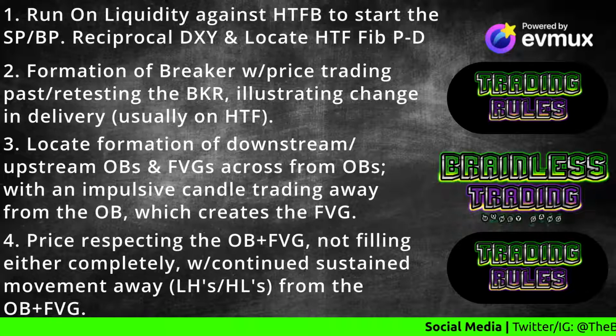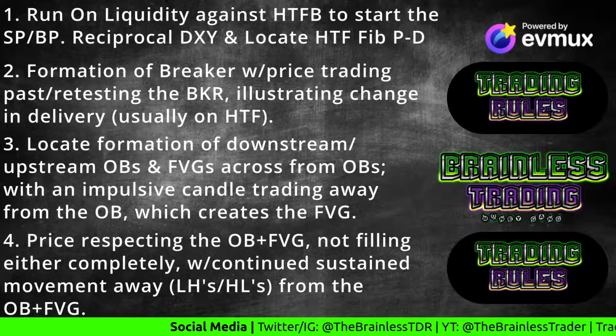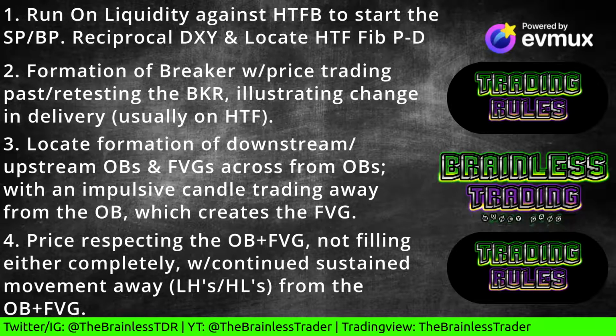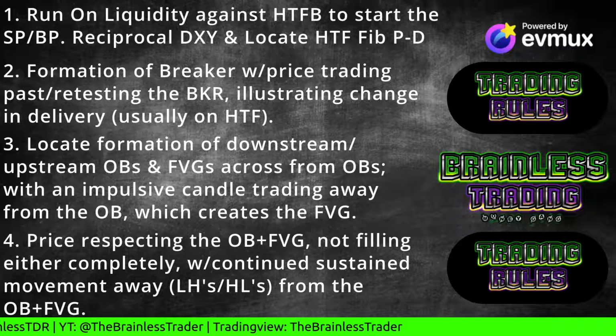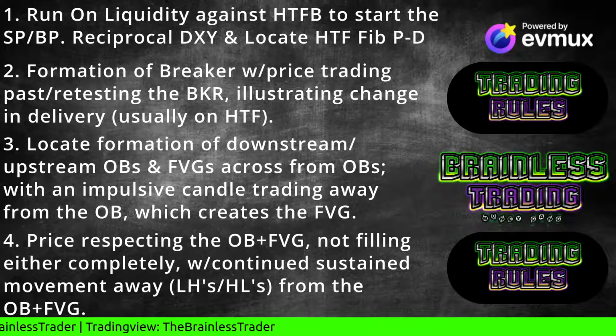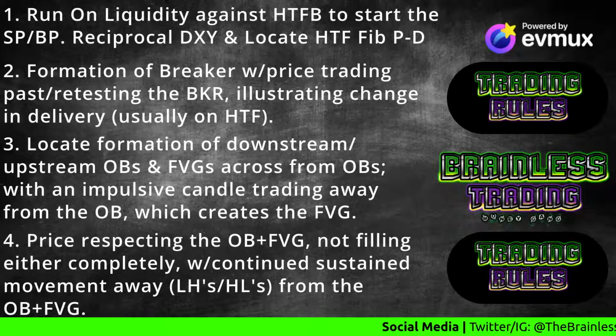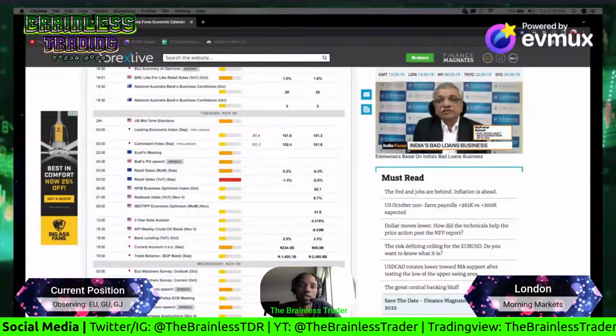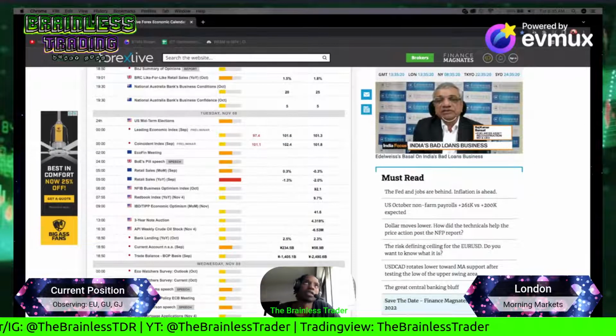All right. So once I find the breaker, then I'm looking for price to form a fair value gap, right? And once I find the fair value gap that activates the breaker, I want that fair value gap to trade past the breaker, and then all I want to see is downstream order blocks and fair value gaps forming for me to enter. To show you how that looks on the charts, it would be similar to what I just showed. Let's go back. It would be like this.